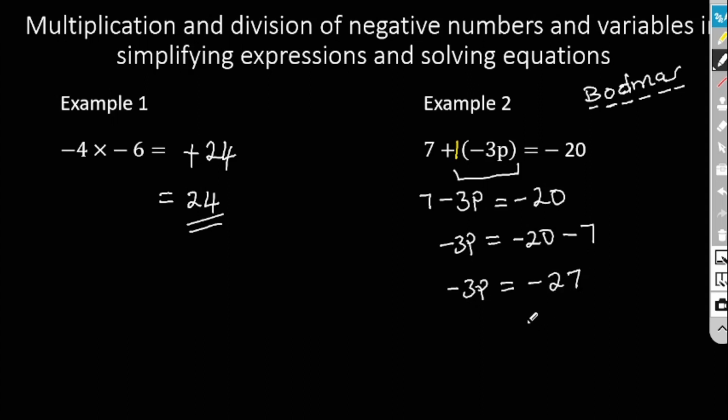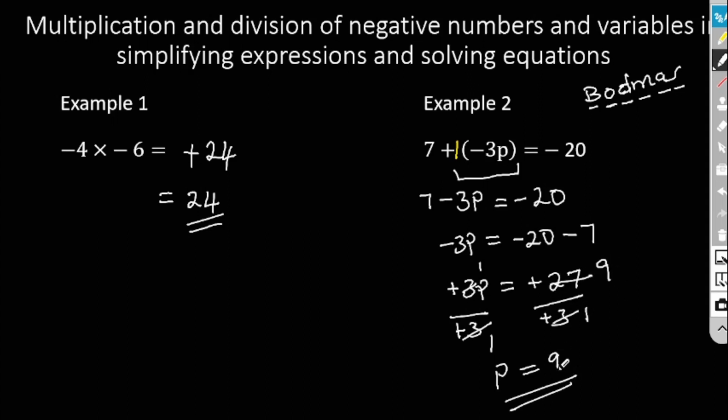To get p, I need to divide by the coefficient of p. The coefficient of p here is -3, so I need to divide both sides by -3. Negative divided by negative will be a plus. And therefore, I can simplify by 3, 1 by 3, 1. So to the left, I'm going to be left with p, which must be equal to a negative divided by negative, which becomes a positive. Then by 3, 1, and 27 divided by 3 is going to give us 9. And therefore, p must be equal to 9 as our solution to our example 2.